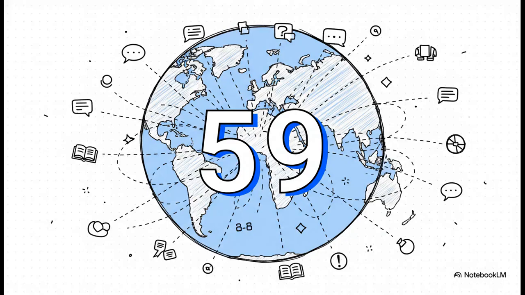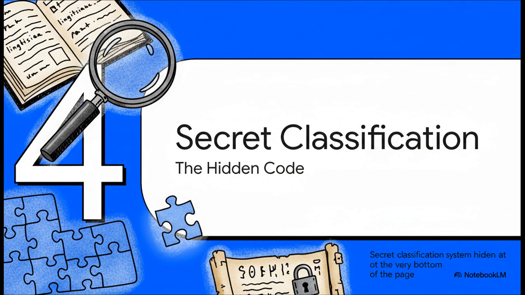And these connections go totally global. This one page for the word example links to translations in 59 different languages. 59! That's incredible! It just goes to show you how universal and truly essential this concept is. So, we've got pronunciation, definitions, connections. You think that's everything. But there's one more piece to this puzzle, a kind of secret classification system hidden at the very bottom of the page.